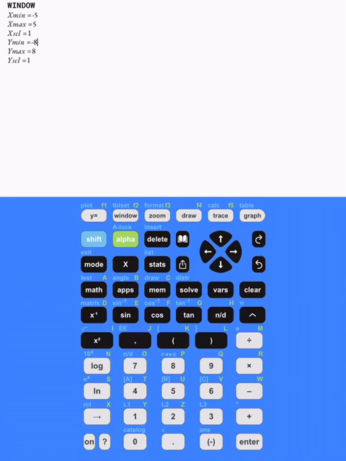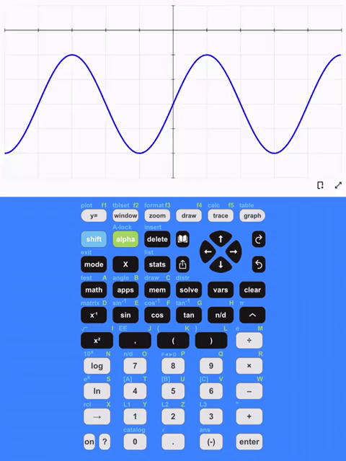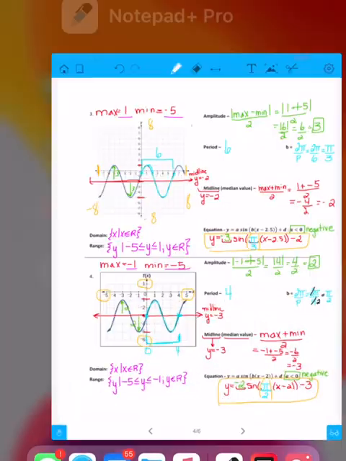My x scale is 1. My y minimum is negative 6. My y maximum is 1. Then I press graph. And does it match? Yes, it does. Awesome, you got it right. Let's go to the next one.